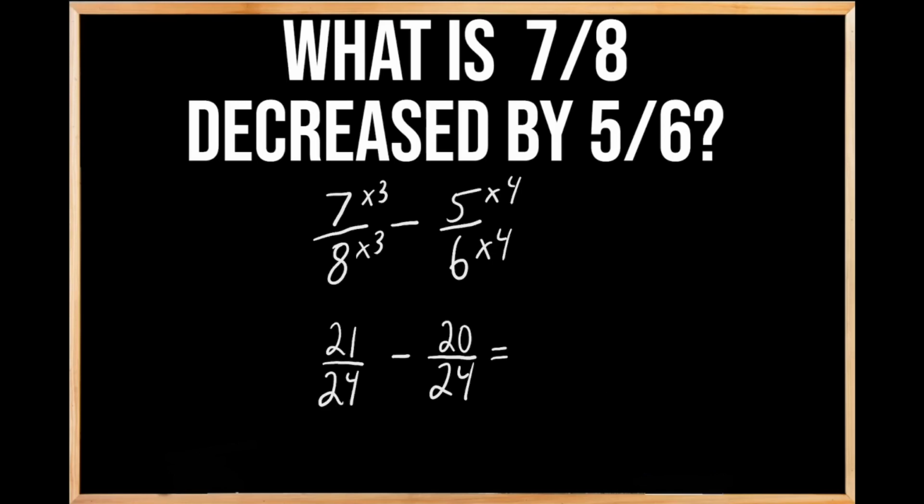So the value of our denominator is not going to change in our answer. It's still going to be in 24ths, but we are going to subtract our numerators here. So we're going to subtract 20 from 21, which we know gives us 1. And then since we can't simplify this fraction because there's no common factor between 1 and 24 other than 1, we're done. When we decrease the fraction of 7/8 by 5/6, we get the fraction of 1/24.